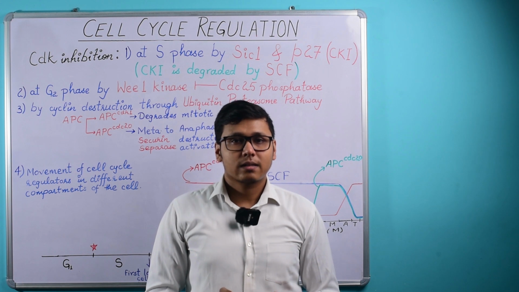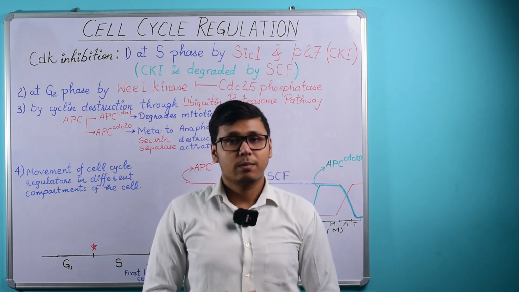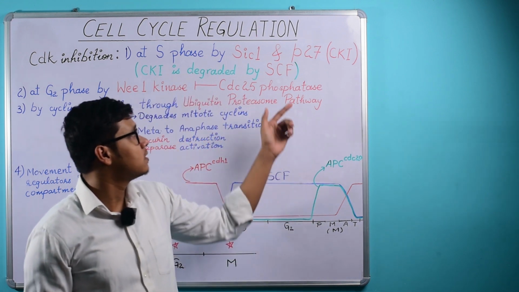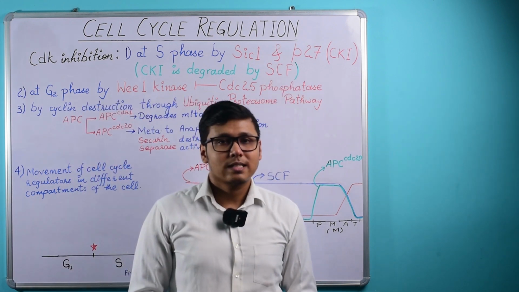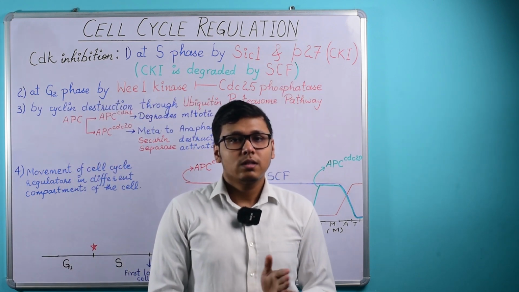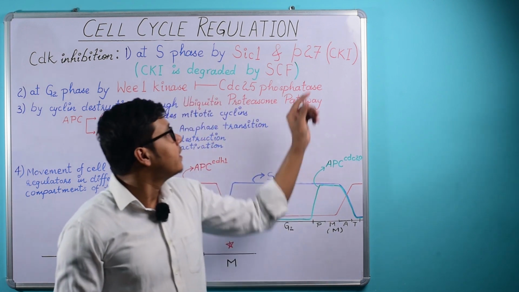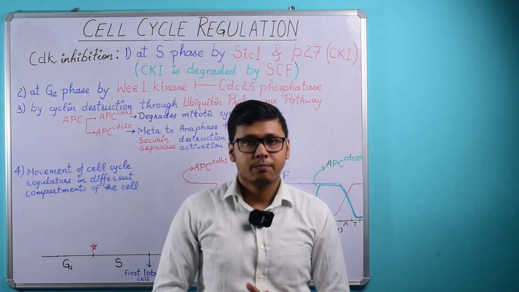But this type of inhibition of CDK is reversible, and it is removed by a protein known as SCF. What is SCF? It is the SKP1-Cullin-F-box protein complex. What does it do? It degrades the SIC1 and P27 proteins. How?